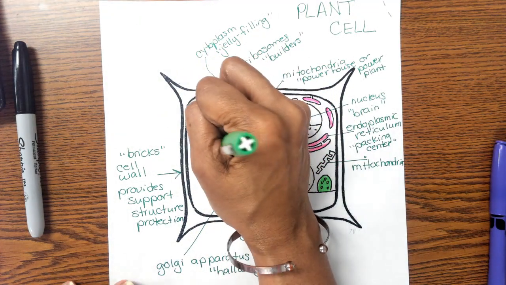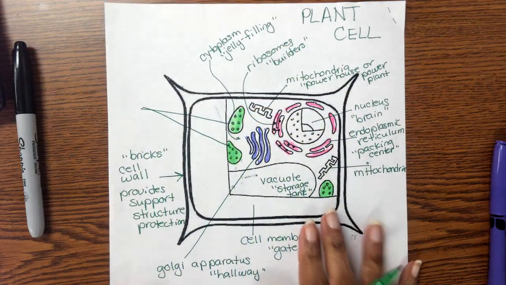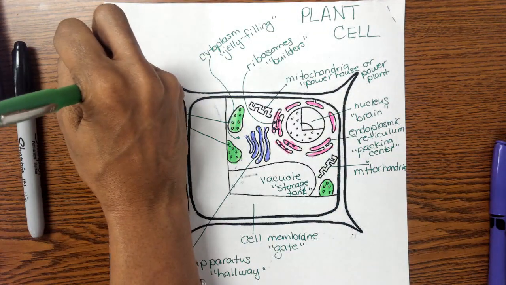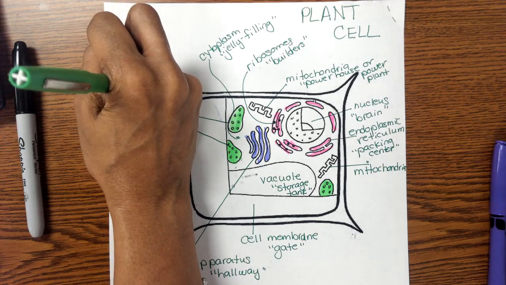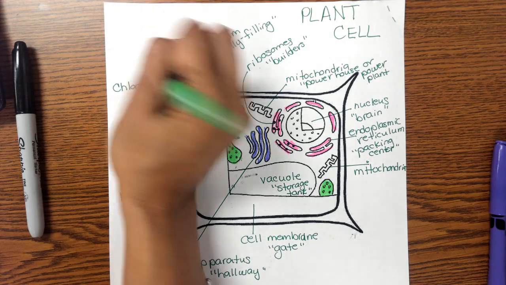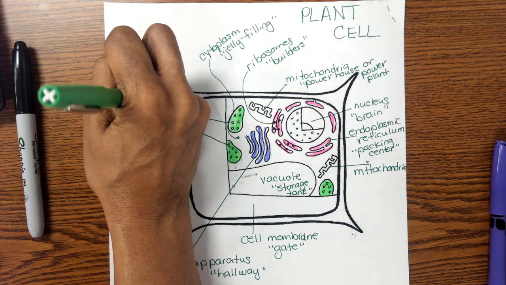And then finally, these green guys here, these are your chloroplasts. Okay, and this is where photosynthesis takes place.